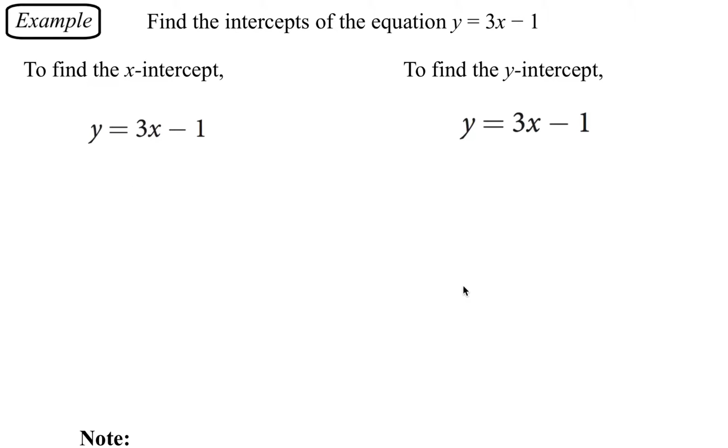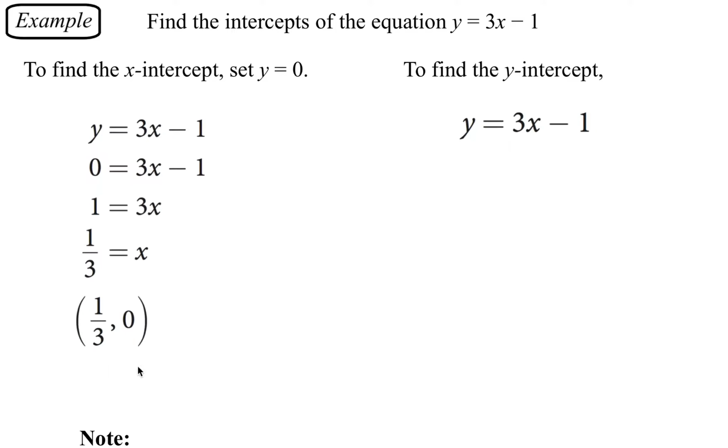So here we go. Here's an example. We have the equation y equals 3x minus 1. So to find the intercept, what we want to do is set y equal to 0 to get the x-intercept. And we're going to go ahead and do that. If we let y equal 0 right here on the left, we get 0 equals 3x minus 1, add 1 to both sides and divide by 3, and we end up with x equals 1/3 as our intercept. And so we want to represent that as an ordered pair where x is 1/3 and y was 0.